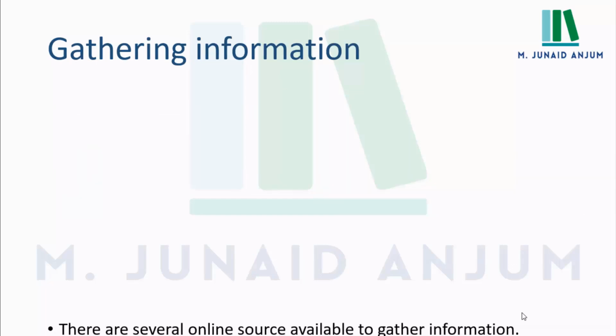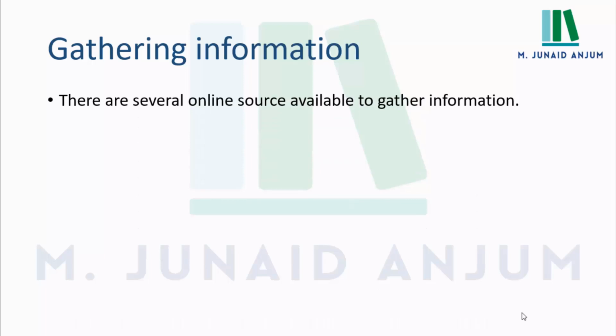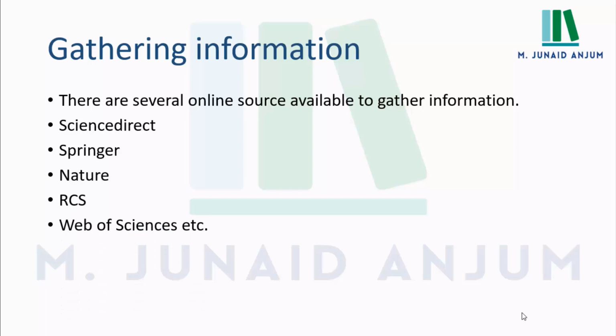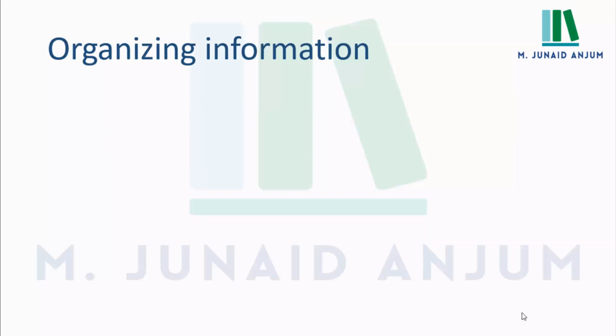The next thing is gathering information. There are several online sources available to gather information, which are ScienceDirect, Springer, Nature, RSC, Web of Science, and many more. You can gather information from these types of sources. These are the authentic publishers and provide peer-reviewed articles. So the articles are checked by the experts of that field. So the information is authentic.